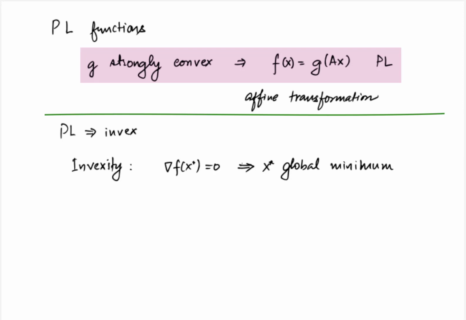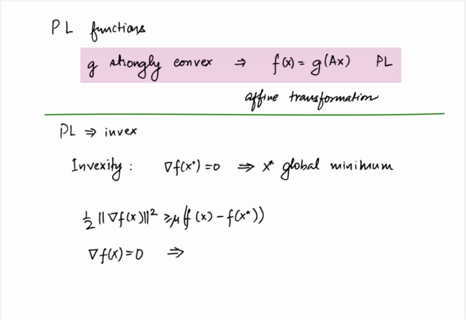If you look at the PL inequality, which is that half norm square of gradient is greater than or equal to mu times optimality gap at x, you can see that if there is an x which is stationary, that is the x for which the gradient vanishes, it would imply that f of x star is greater than or equal to f of x. Now f of x cannot obviously be strictly less than f of x star because f of x star is the minimizer. So the only possibility is that f of x equal to f of x star, which means that x is also the global minimum. So for PL functions, it holds that all stationary points are global minimizers. Therefore, all PL functions are invex.